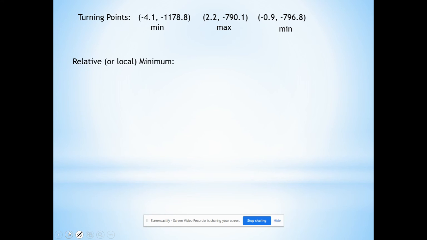So when I list my relative mins, remember these are just the y values, but now I have more than one. So I just separate them with a comma. My local max is negative 790.1.